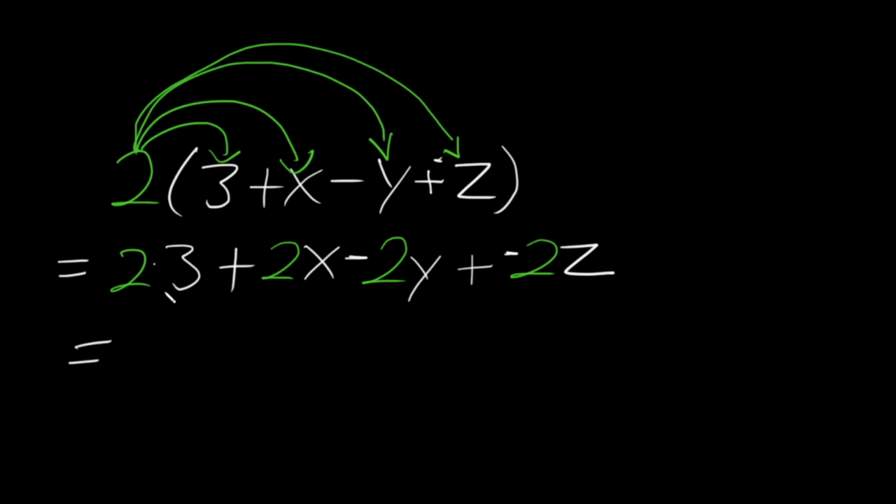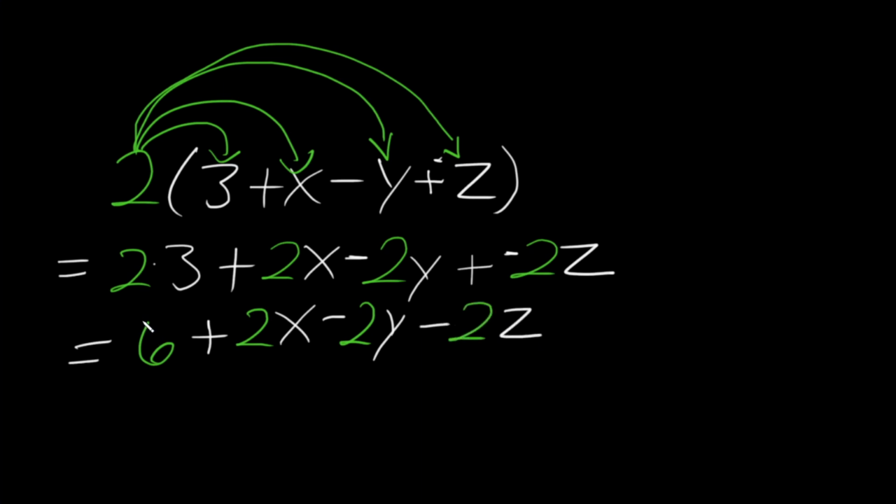Here, the 2 will multiply by the 3 to give us 6. We have plus 2x. That will not change. We have minus 2y, also already simplified. And once more, because we have the plus negative, we need to think of that as just simply subtraction, leaving us with a minus 2z.